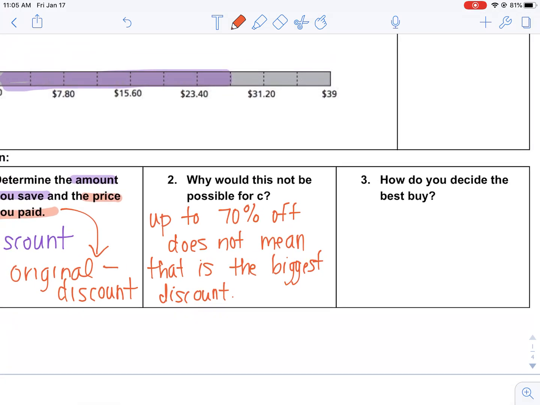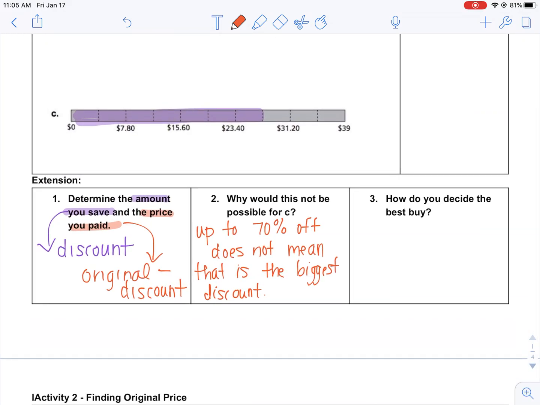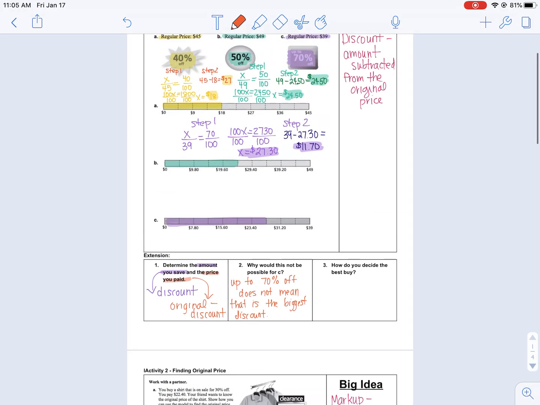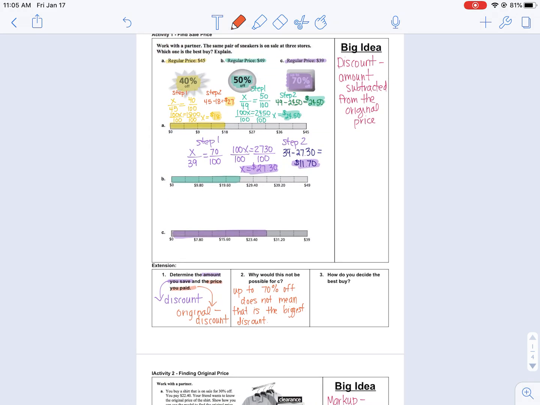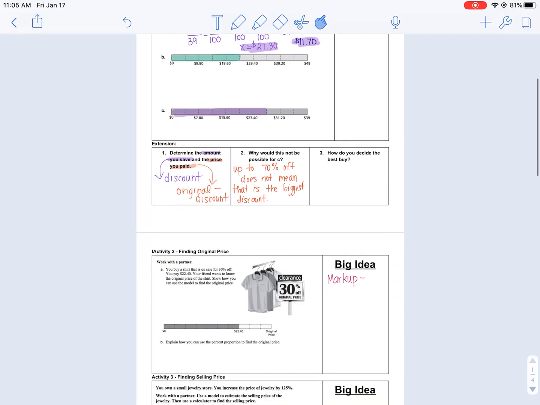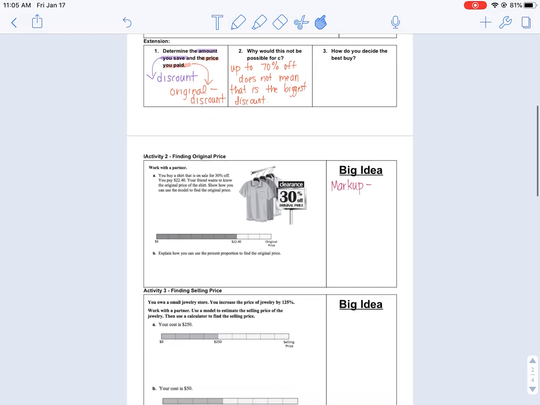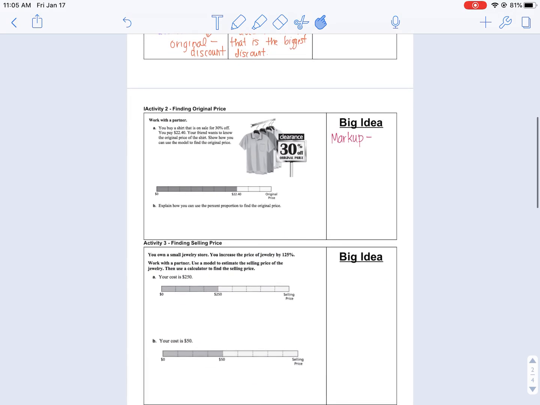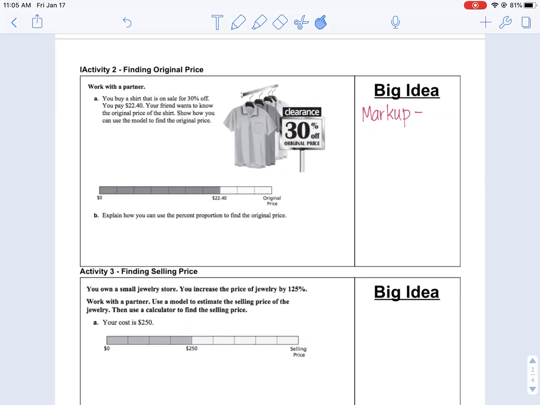How do you decide the best buy? So you need to think about that. How do you determine the best buy? Well, the cheapest amount you pay in the very end. So obviously store B gives us that best buy, but store C could if the 70% coupon is able to be used.